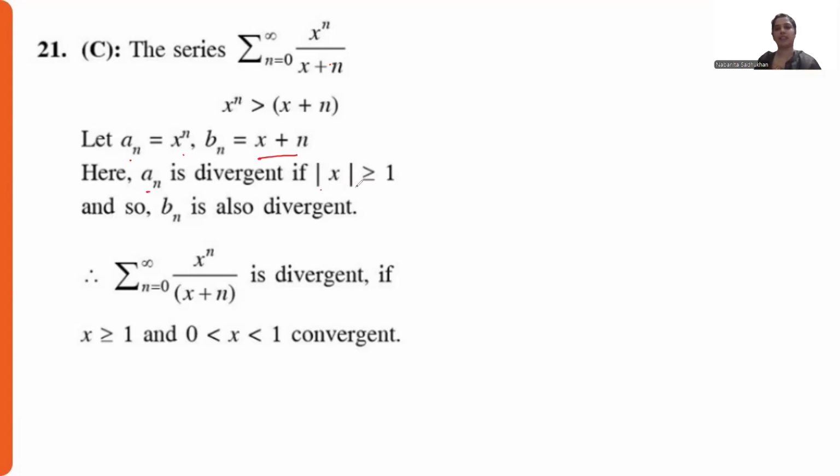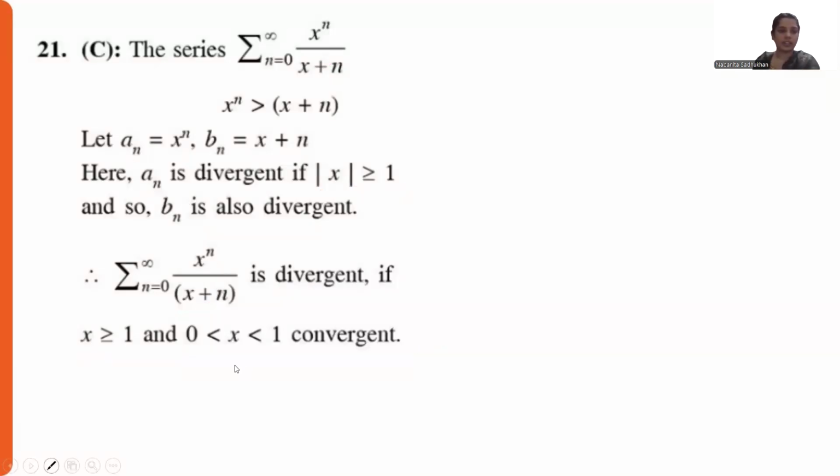Now an is divergent if mod x is greater than or equal to 1, and bn is also divergent. So we have summation n equal to 0 to infinity x to the power n over x plus n. This is divergent if x is greater than or equal to 1, and if 0 is less than x is less than 1, it's going to be convergent. So from there we can say that option C is going to be our correct option, right?